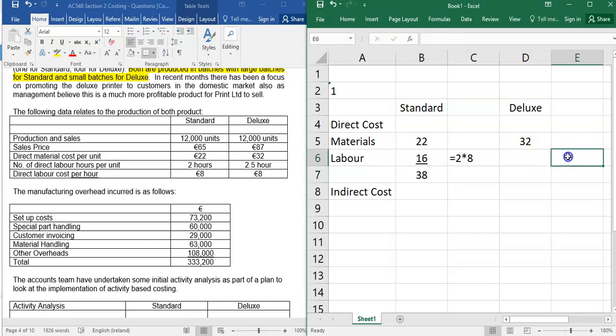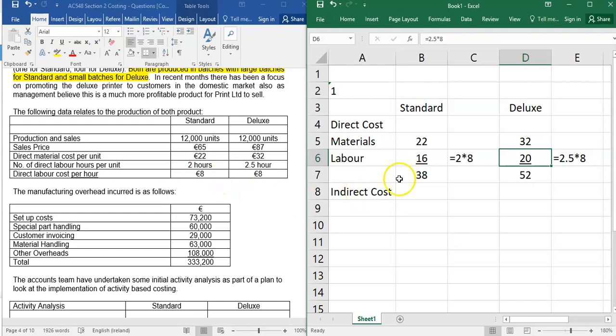You can easily trace €38 to every standard printer for materials and for the labour. For deluxe, it's slightly higher. It is 2.5 hours times 8. So they use slightly longer, and that will be €20 a unit for labour, and the direct cost will then be 52. So just be careful, I didn't give you the direct labour cost per unit, in which case you could have directly put it in. Here you had to do a small bit more work.